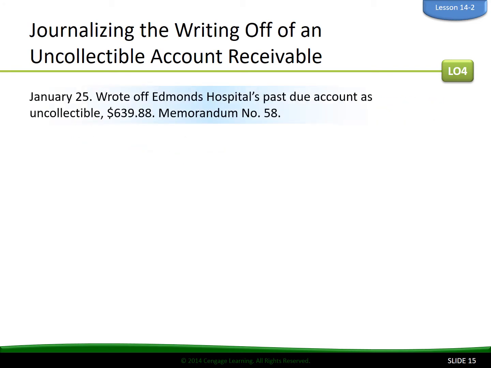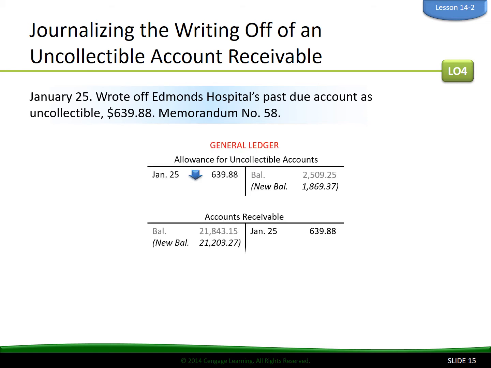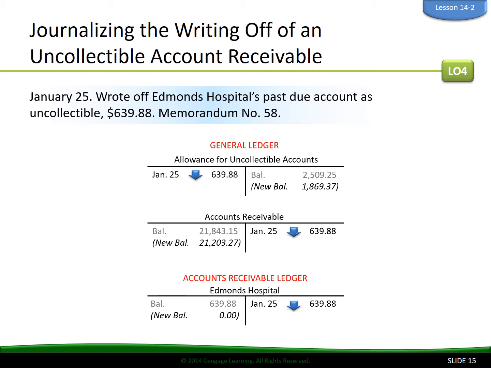Now here's how it would look if we're journalizing a statement. Okay, so now everything's loaded. January 25th. Wrote off Edmonds Hospital's past due account as uncollectible in the amount of $639.88. This is memo number 58. Okay, in the general ledger, this is how you would write it.